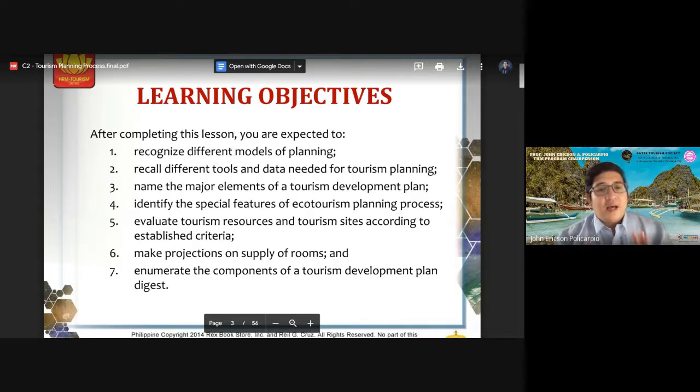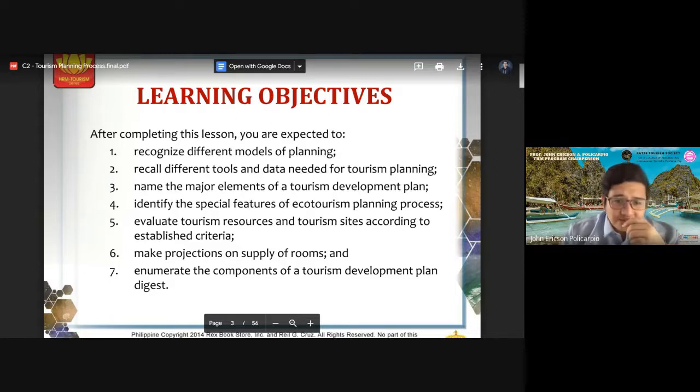Anyway, identify the special features of the ecotourism planning process. There will be a special topic about ecotourism planning here. It's basically a review. If you can still remember the preliminary site assessment and full site evaluation that we discussed during your second year, we will go back to those here.